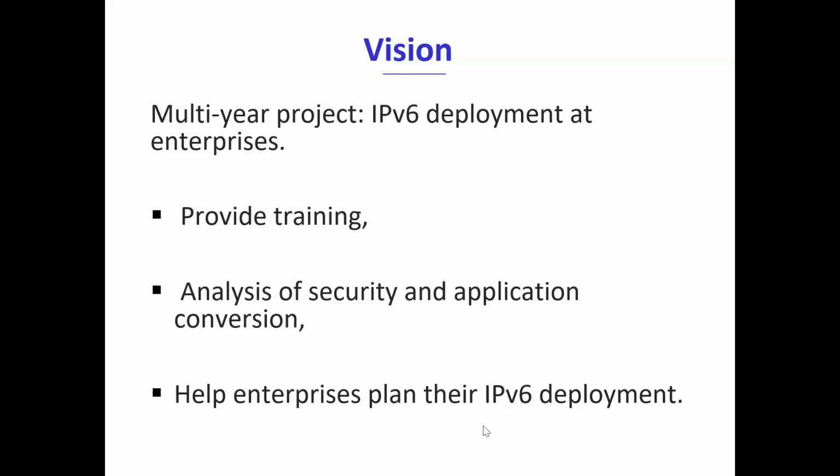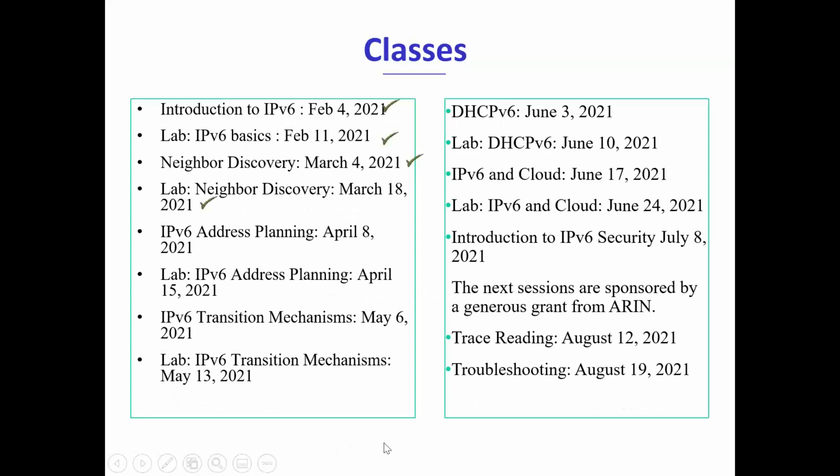And then we want to help enterprises plan their IPv6 deployment. We're working with a couple already, and be looking out for some templates and case studies based on their experience. So what have we done so far? We've done 4 classes. This is the 5th, IPv6 address planning. And for next week, you will have my partner in crime, Mike Ackerman. He will be doing a lab on address planning.